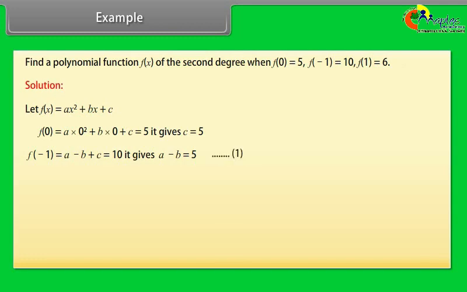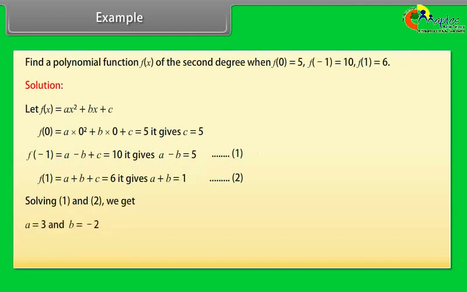Name it as 1. F of 1 is equal to a plus b plus c is equal to 6. It gives a plus b is equal to 1. Name it as 2. Solving 1 and 2, we get a is equal to 3 and b is equal to minus 2. So, f of x is equal to 3x square minus 2x plus 5.